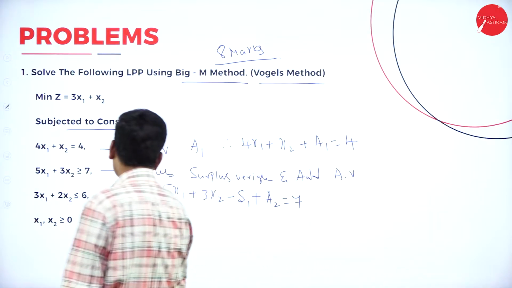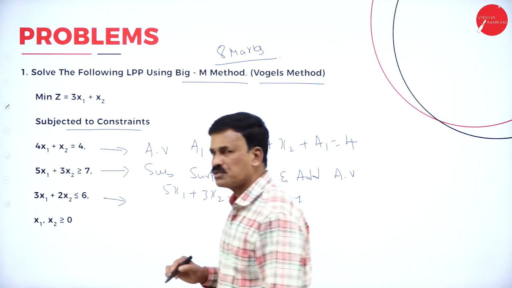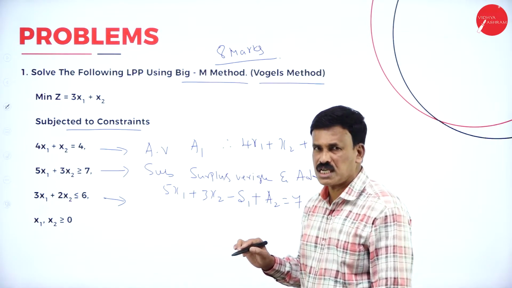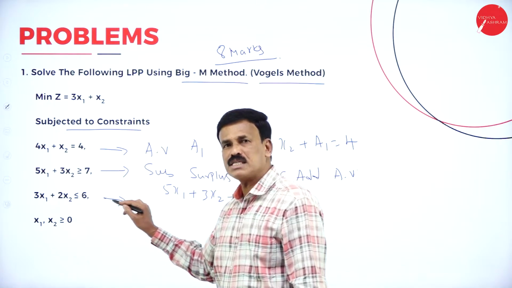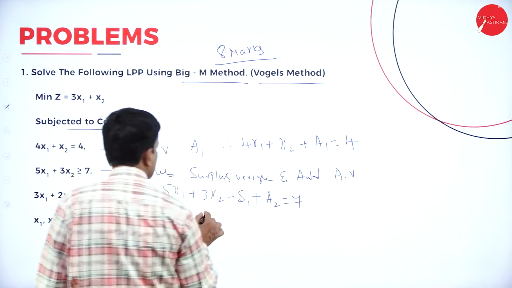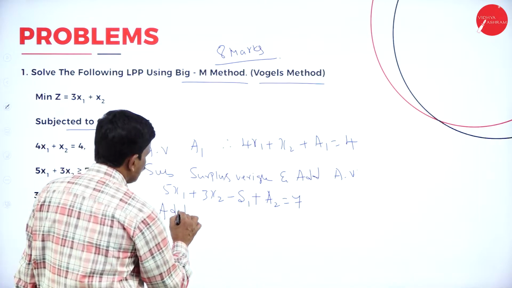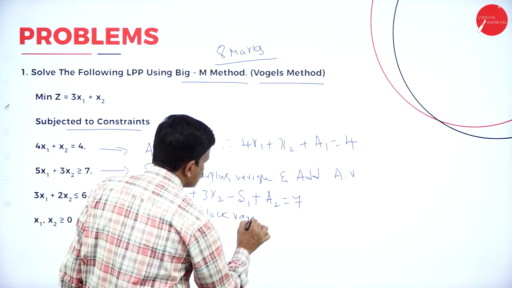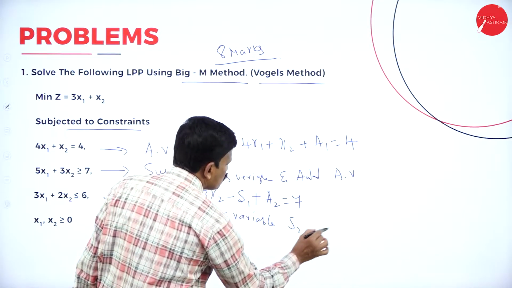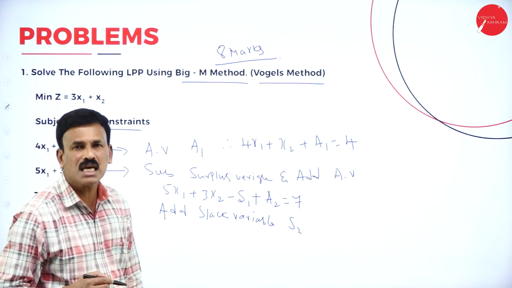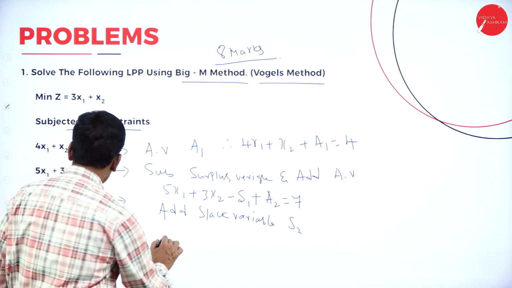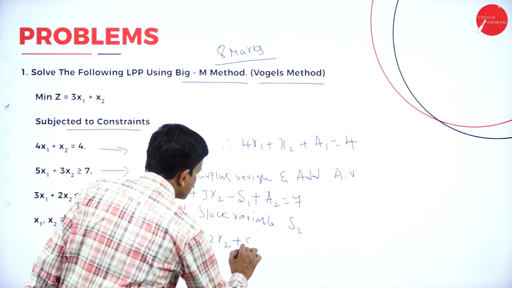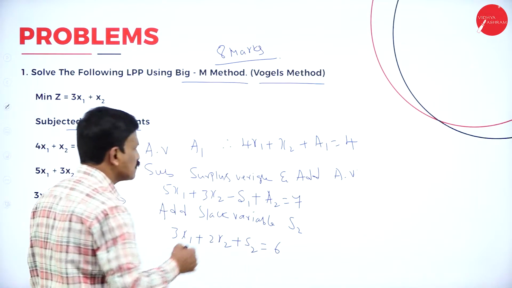Now the third one, if it is of less than or equal to. So here 3x1 plus 2x2 is less than or equal to 6. If the constraint is of the form less than or equal to, add one slack variable s2. A slack variable s2 is added. So therefore this equation becomes 3x1 plus 2x2 plus s2 is equal to 6.